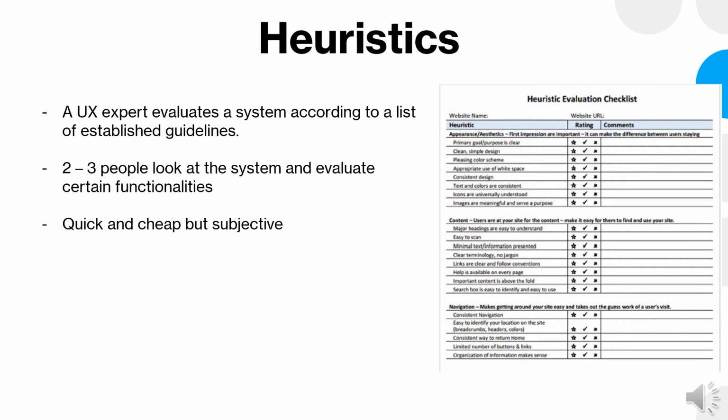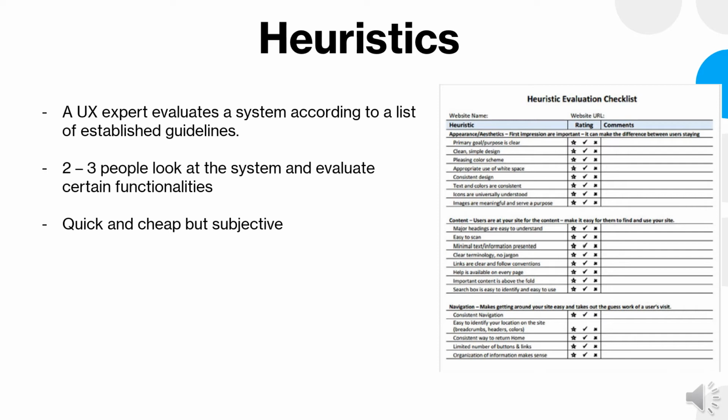Heuristics evaluation is basically when a user experience expert looks at the system that you've designed, and then they evaluate the system against a list of specific established guidelines or specifications that a system must have. So you get an expert, they look at your system using a whole list of established guidelines. They check whether your system meets those guidelines or not, and then they rank whatever you have in order of severity.